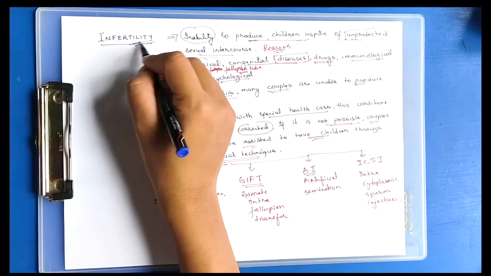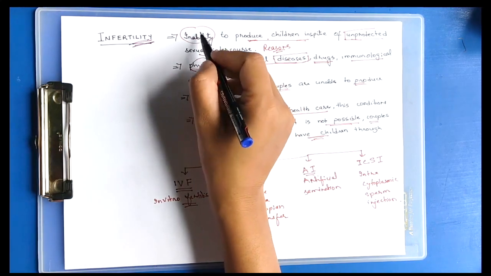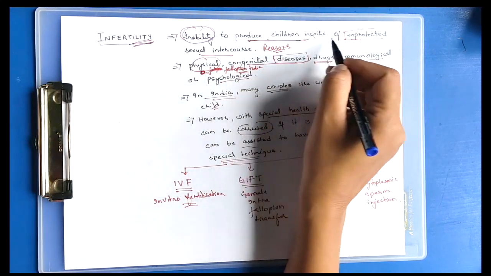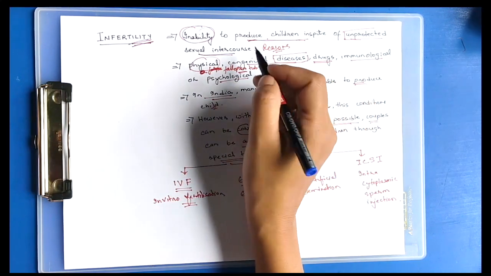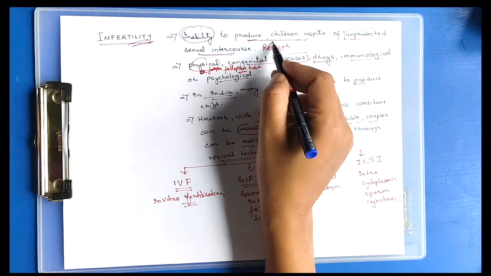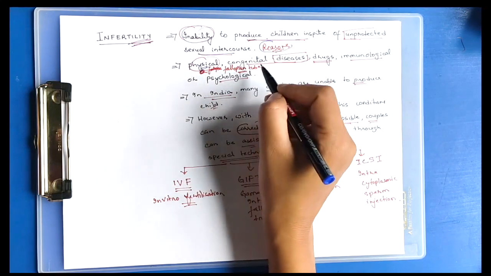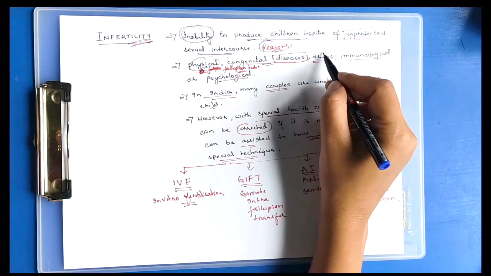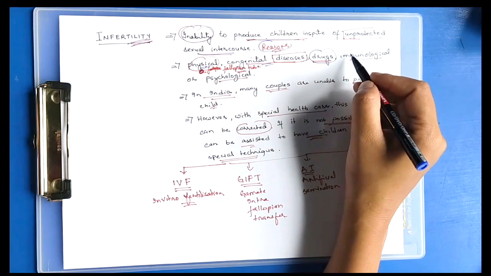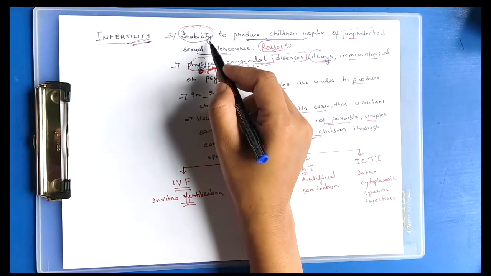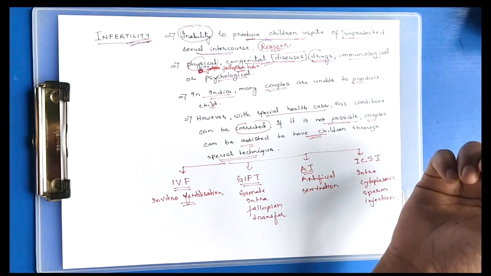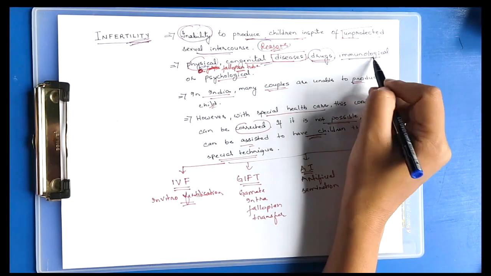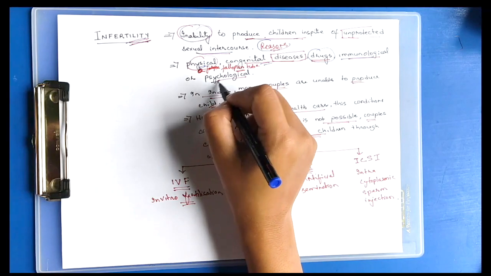Repeating, infertility is the inability to produce children in spite of unprotected sexual intercourse. Their inability could be due to physical reasons, congenital reasons, or using some kinds of drugs which inhibit the production of egg or the fertilization of egg and sperm. It could be immunological as well as psychological.